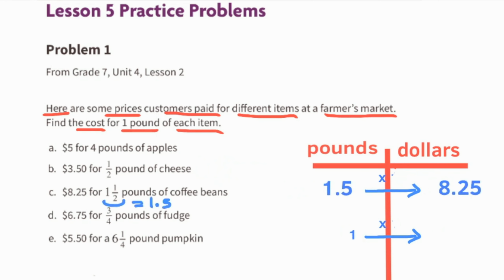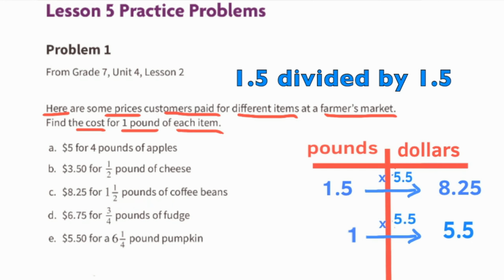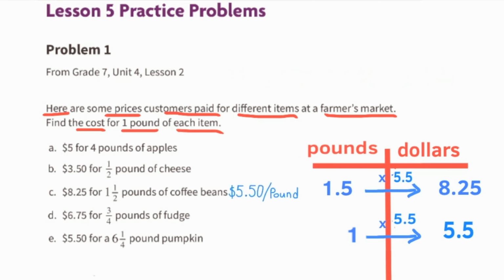C. $8.25 for 1.5 pounds of coffee beans. 1.5 pounds divided by 1.5 equals 1 pound. 8.25 divided by 1.5 equals 5.5. So 1 pound of coffee costs $5.50, or $5.50 per pound.